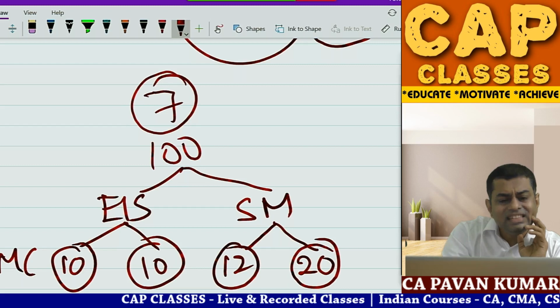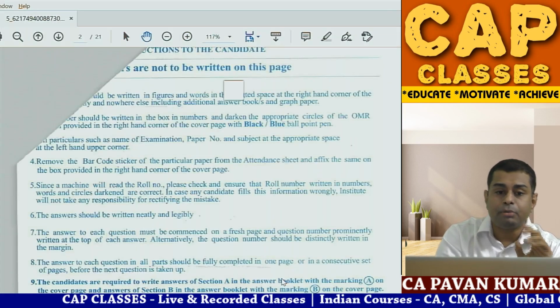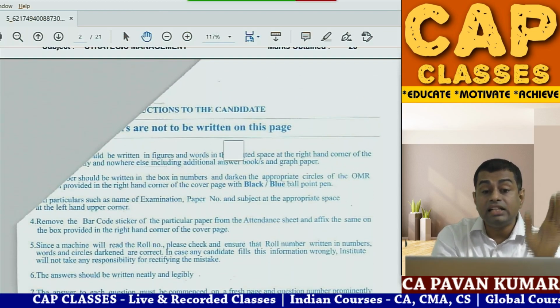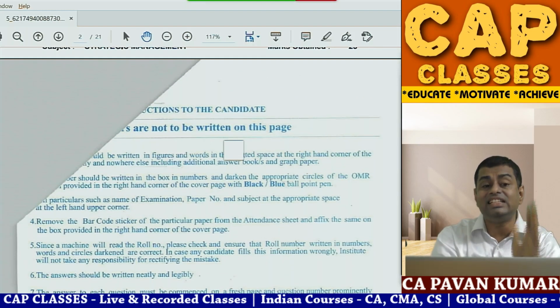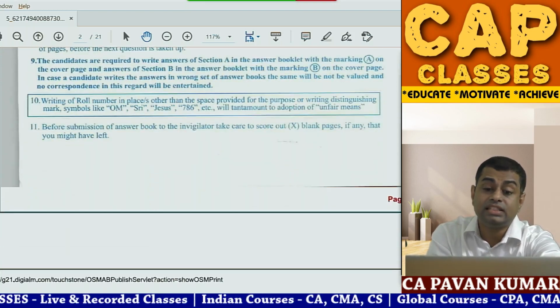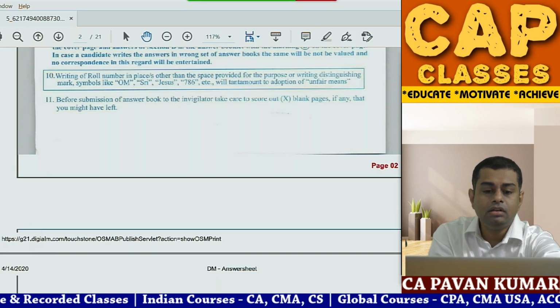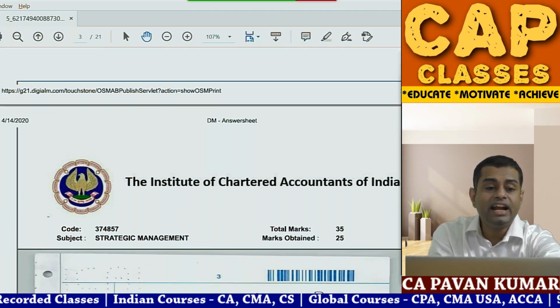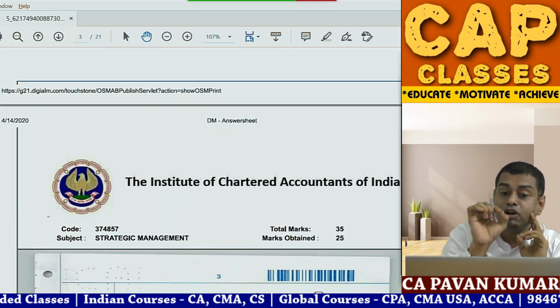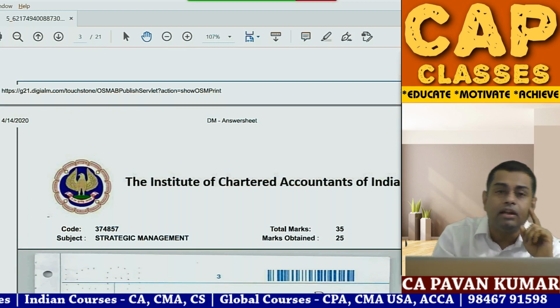Pawan sir, is it easy to get 25? I will show you one answer paper, okay? So this is the answer paper evaluated by ICAI, real answer paper. ICAI evaluated this. This is your latest answer paper. Okay, so see the date: 14/4/2020. That means this year, April 2020.